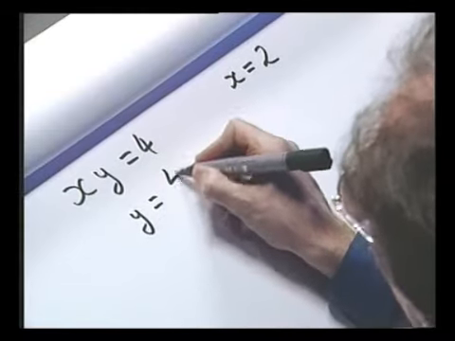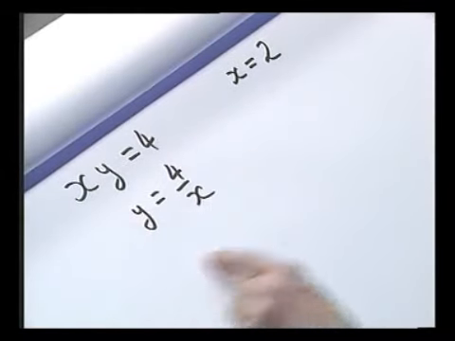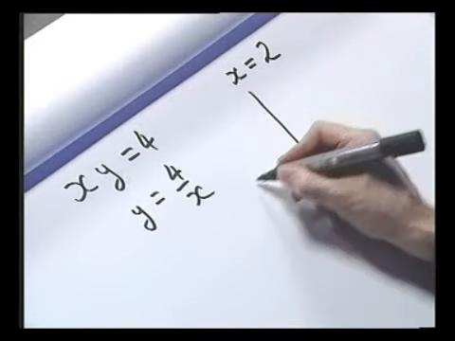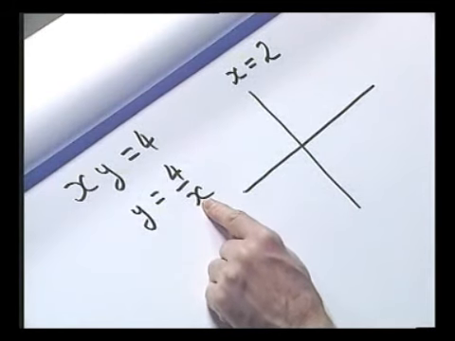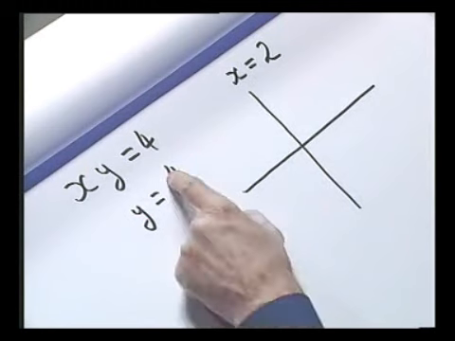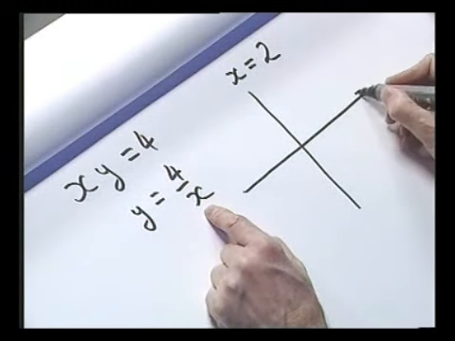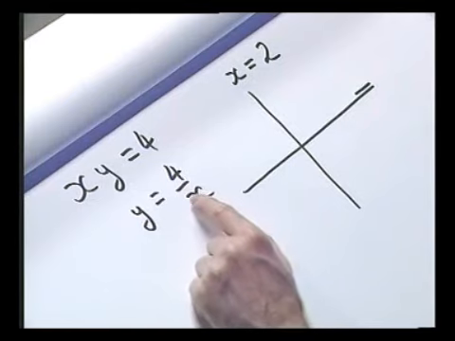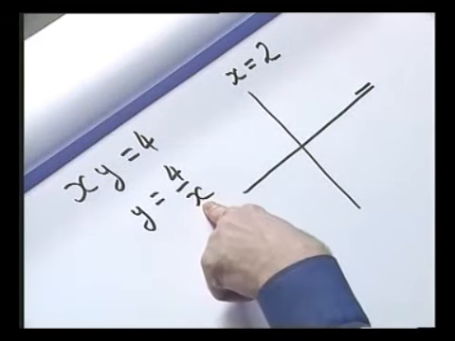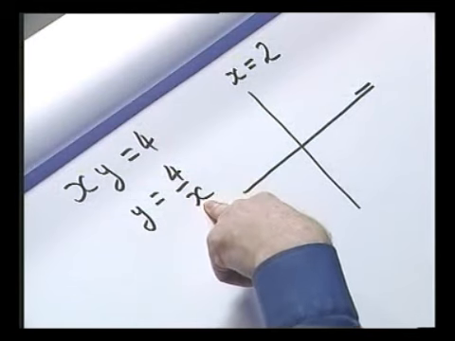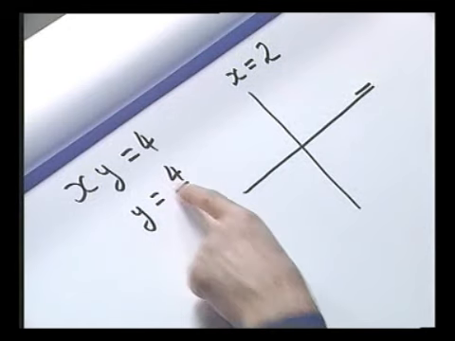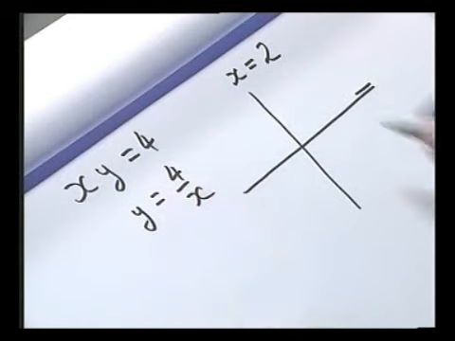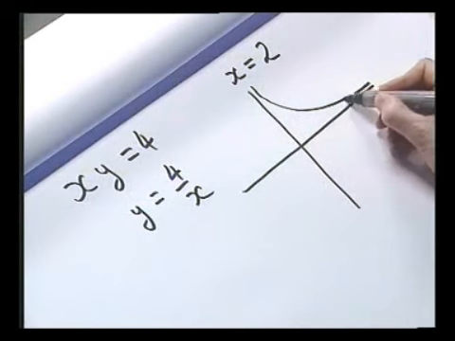y equals 4 over x. What does this look like as a curve? If we have a very large value of x, say 100, then 4 divided by 100 is very small. So we've got a little bit of curve down here. If we have a very small value of x, say 0.01, then 4 divided by 0.01, which is 100th, is 400, very large. So for very small values of x, we've got a bit of curve there. And we can join it up like that.